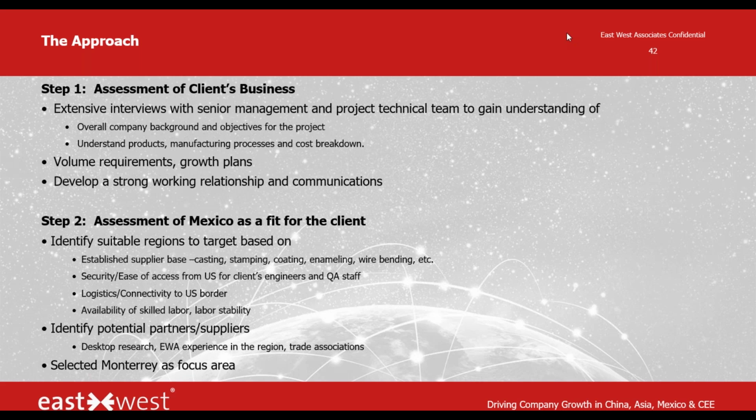We looked at an assessment of Mexico as a fit, looked for suitable regions. So this was metalworking, metal bending, needed stamping, but being a high-end, upscale product, surface treatment was important. So they were looking at coating and enameling as key critical competencies. And they were concerned about security and ability to access the suppliers. They expected to have their quality people from the U.S. travel there regularly, wanted to have good airport access and secure connections.